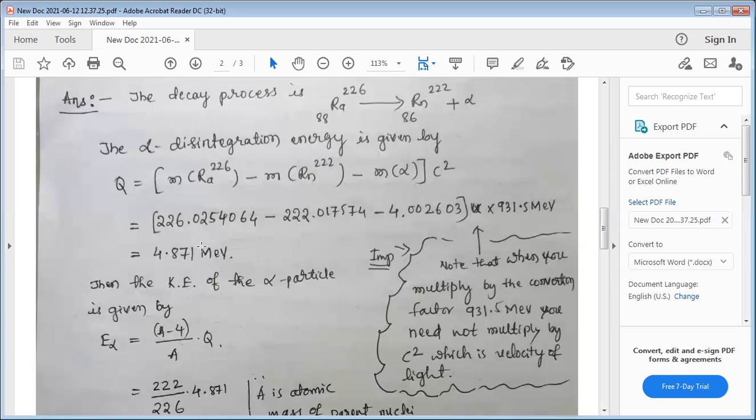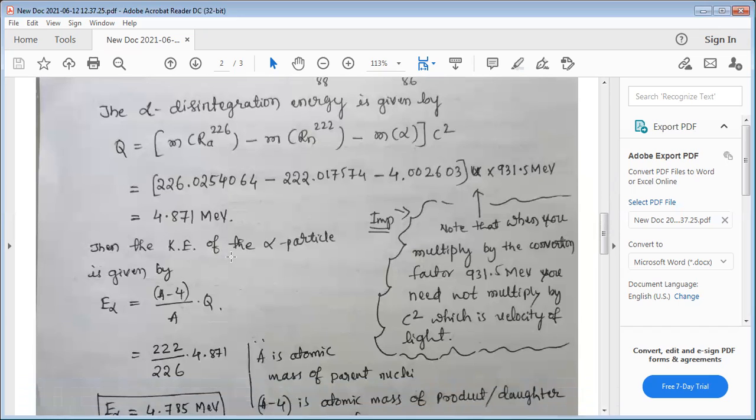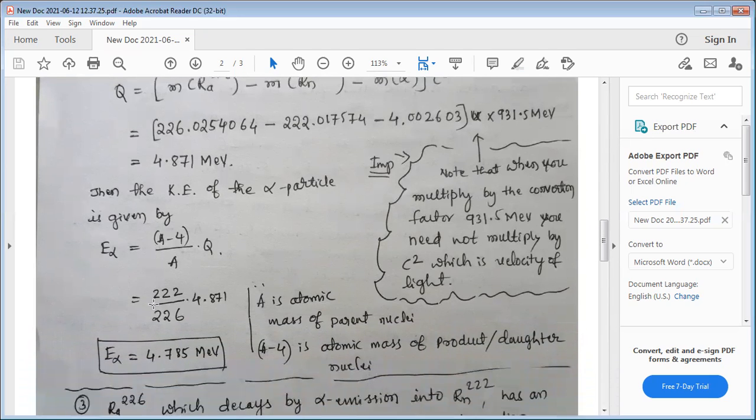It is 4.871 MeV. So using this, you calculate the Q value. Then you have to calculate the kinetic energy of the alpha particle. That is given by E alpha. E alpha is equal to (A minus 4) divided by A into Q. A minus 4 means the mass of the daughter nucleus divided by the mass of the parent nucleus, multiplied by the Q value, and this gives the energy of the alpha particle as 4.785 MeV. So, very simple problem.